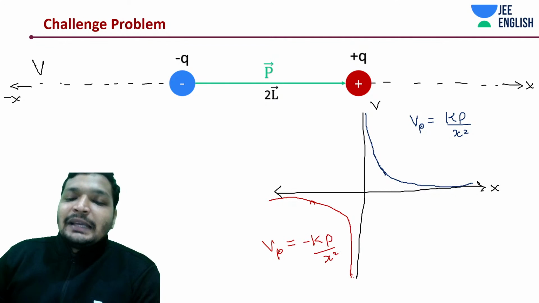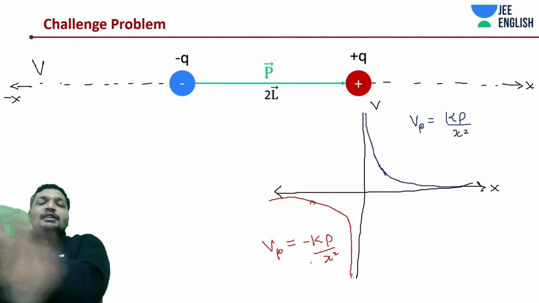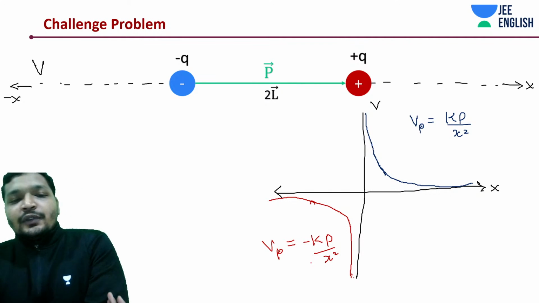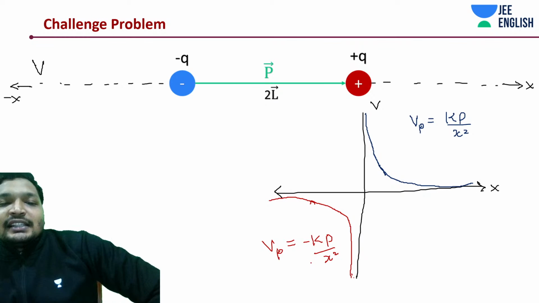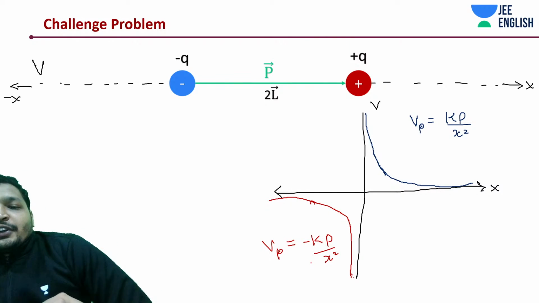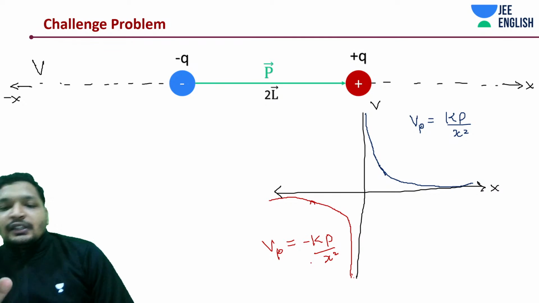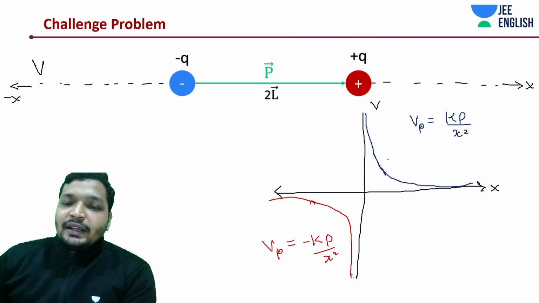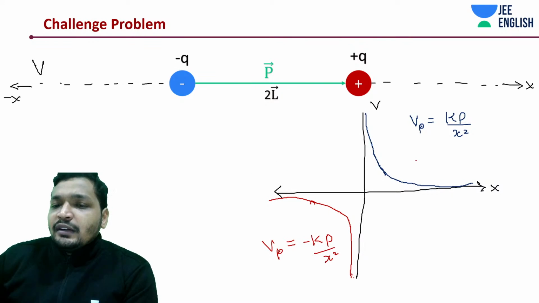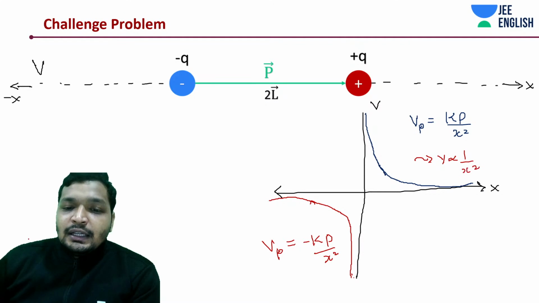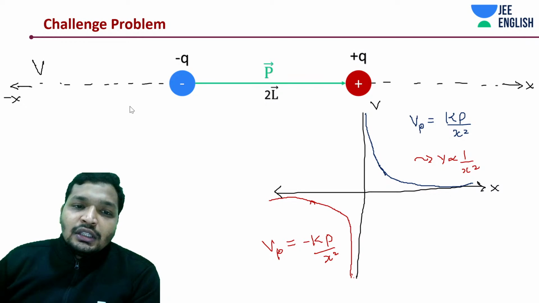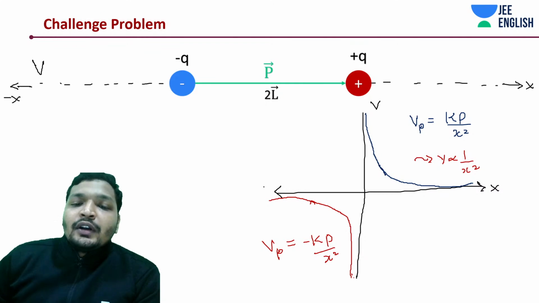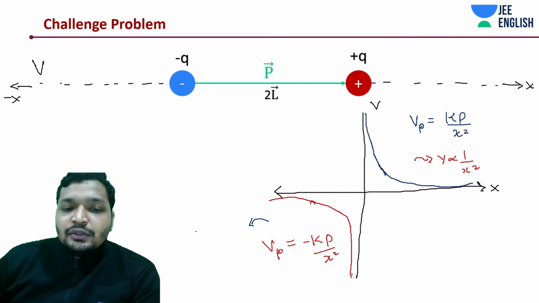This is for this dipole system. If you just turn this dipole system, positive on the left side and negative on the right side, what is going to happen? Negative is going to become negative potential. You have a graph like this. So y is proportional to 1 by x square and minus 1 by x square. This is the y proportional to 1 by x square graph, whereas the other one in the third quadrant is going to be the y proportional to minus 1 by x square graph.